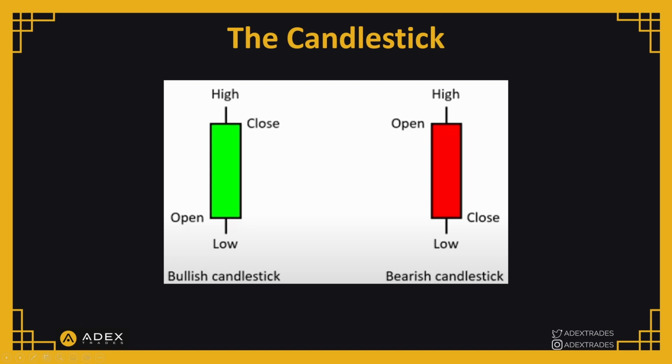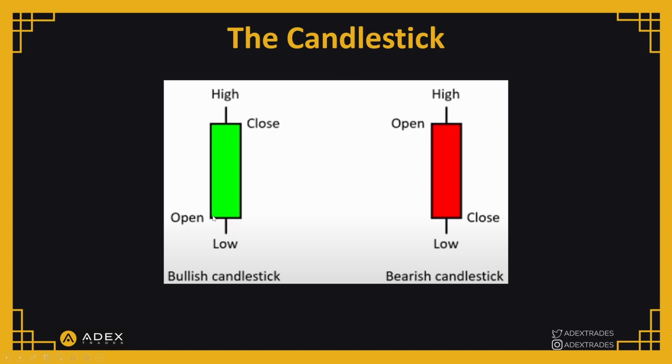So here's a candlestick. All right, obviously you guys know the difference between a bullish candlestick and a bearish candlestick. The bullish candlestick is green and the bearish candlestick is red. For each candle you need to know four things. You need to know the open, you need to know the close, you need to know the high, and you need to know the low. And I want you guys to write that down. That is very important. You need to know the open, the close, the high, and the low.